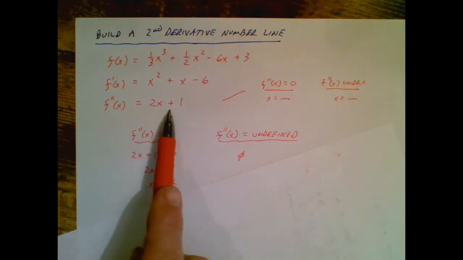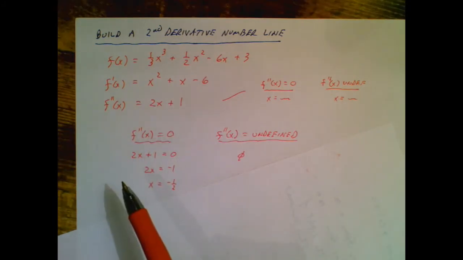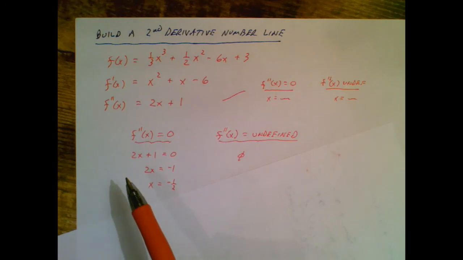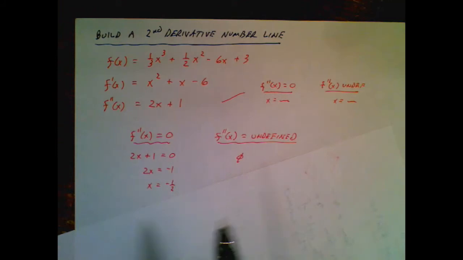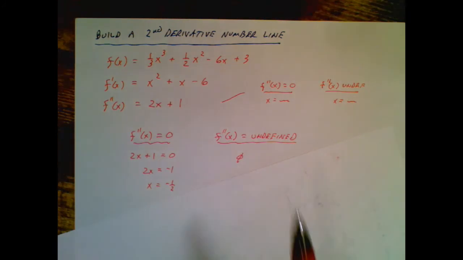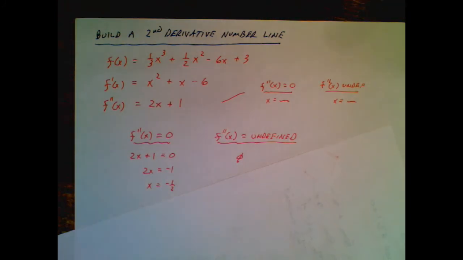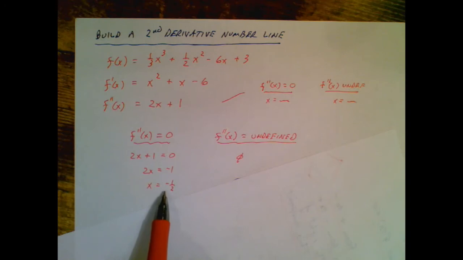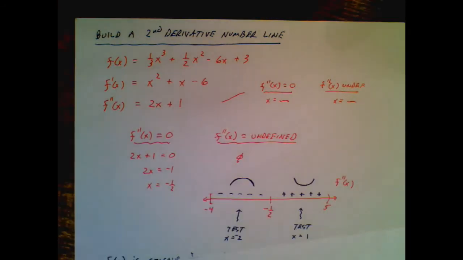When is that thing undefined? Well, 2x plus 1 is very well behaved. There's no corner points, no discontinuities, no jump discontinuities, nothing. So it's never undefined. Don't get lulled into a false sense of security and skip this, because this will come up. So now, as soon as I have that, I put that on my number line.